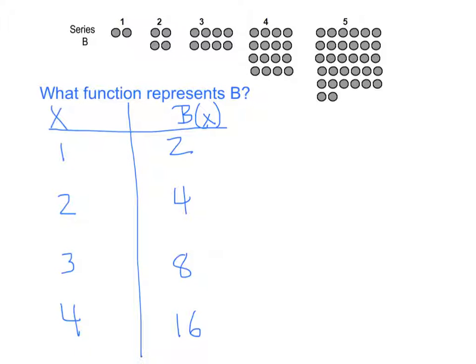Here for Series B, we're asking ourselves the same question. What function represents Series B? I've gone ahead and drawn my t-chart, copying out my x values and my b values, or my results, because x and b represent the same things they did for Series A. X meaning time, and b meaning the result, or number of dots. So how do we get from 1 to 2, 2 to 4, 3 to 8, and 4 to 16? Well, just like in the last example, we could try adding 1 or multiplying by 2.